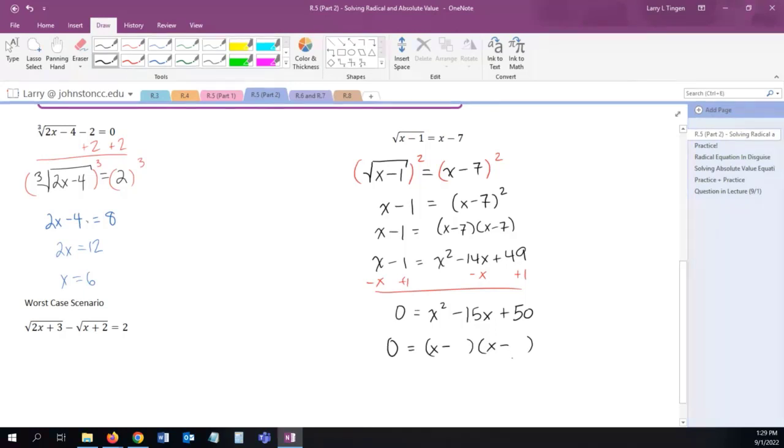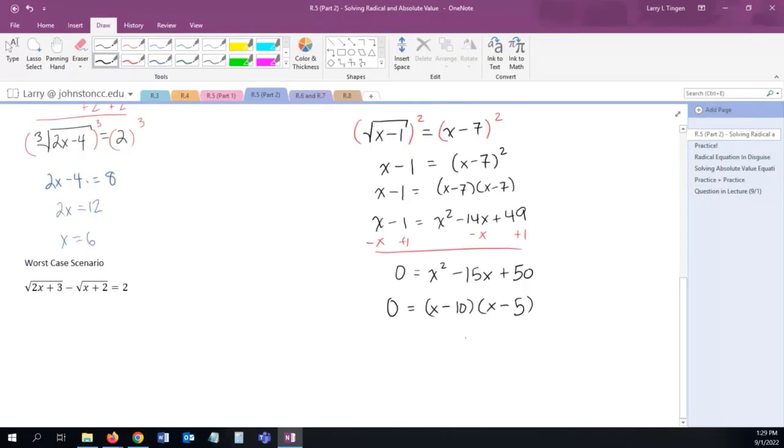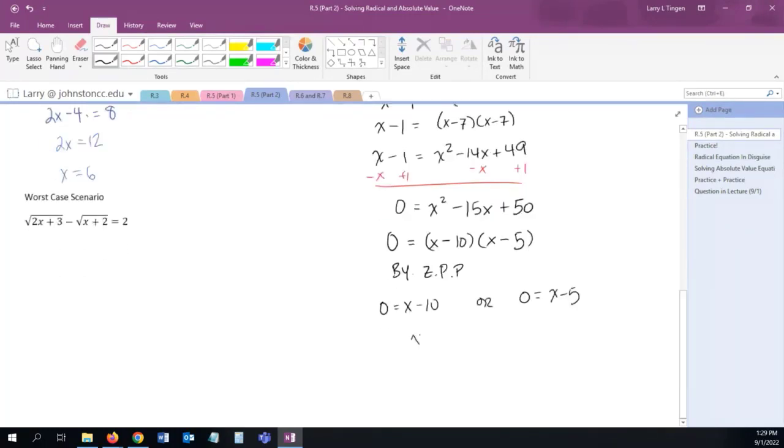Take the time to do that step, because now two numbers that multiply to 50 and add to negative 15, they both have to be negative. So that means they have to be negative 10 and negative 5. All right. Now, by the zero product principle, if two things multiply to give me 0, then one of them is 0. And I can drop the parentheses. They're not necessary. Don't really mean anything. Or 0 is equal to x minus 5. Add 10 to both sides, x is 10. Add 5 to both sides, x is 5.